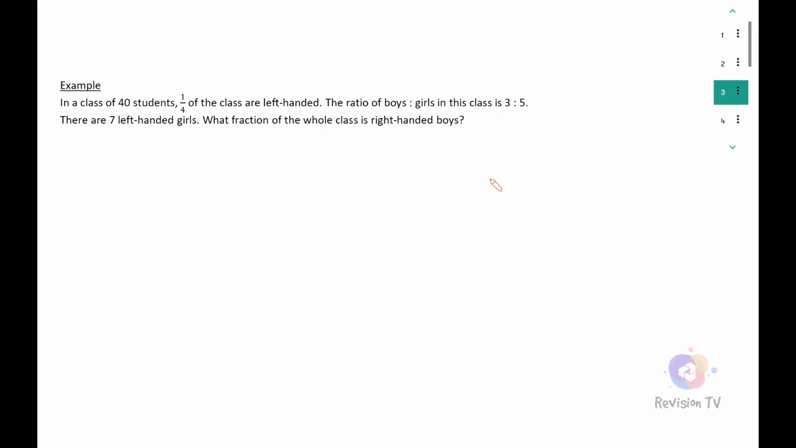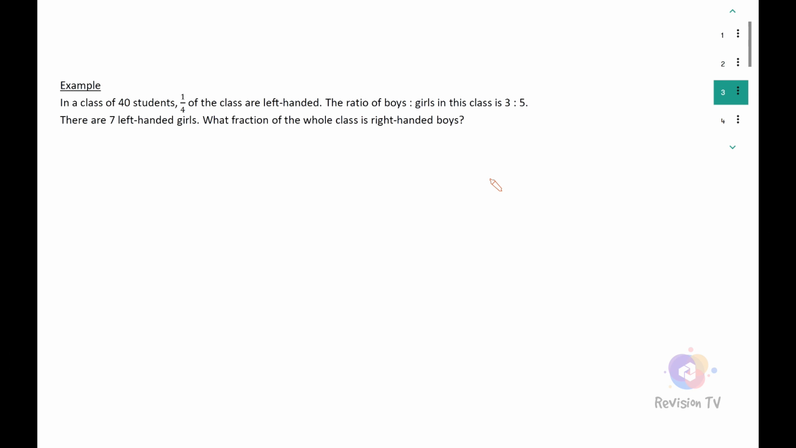The next example: in a class of 40 students, a quarter of the class are left-handed. The ratio of boys to girls in this class is 3 to 5. There are 7 left-handed girls. What fraction of the whole class is right-handed boys? You're given 2 categories of information here. The first category is about gender, the boys and the girls, and the second category is about left-handed or right-handed. Now you've learned something in the previous videos about presenting information like this.